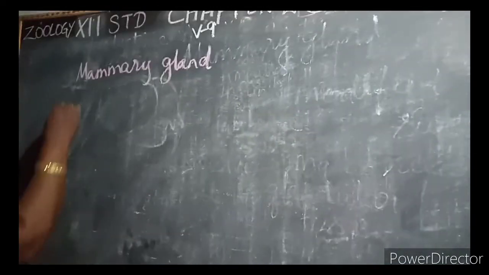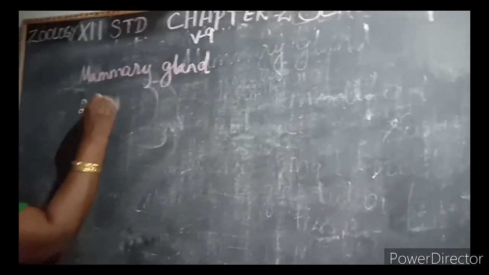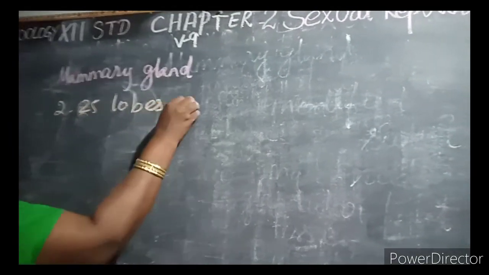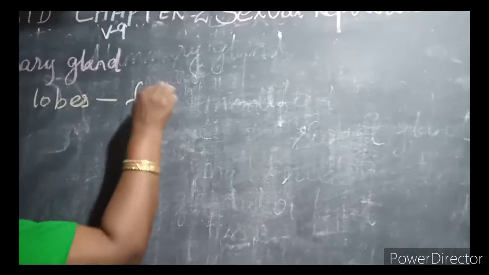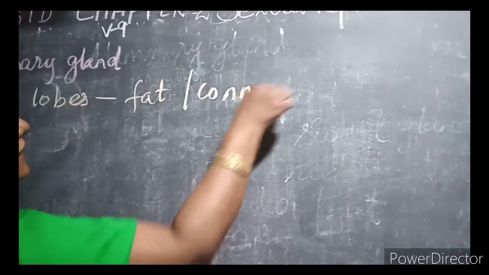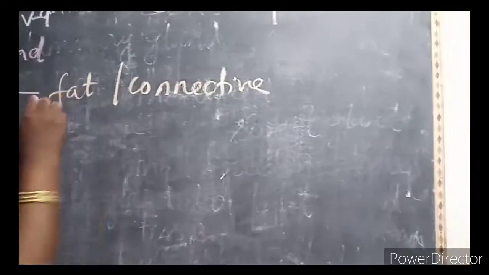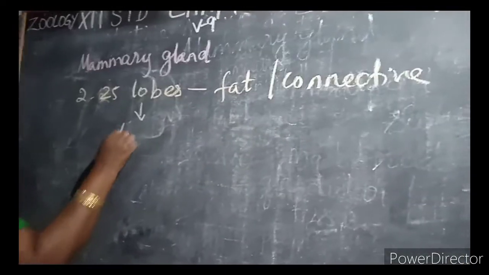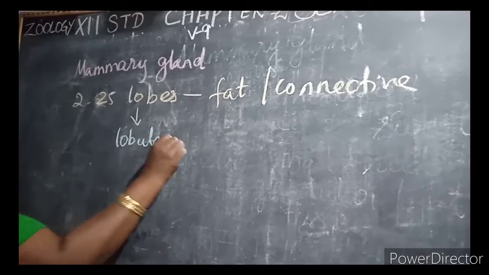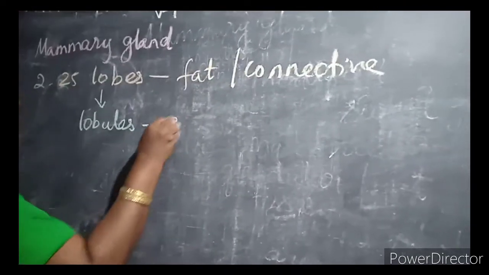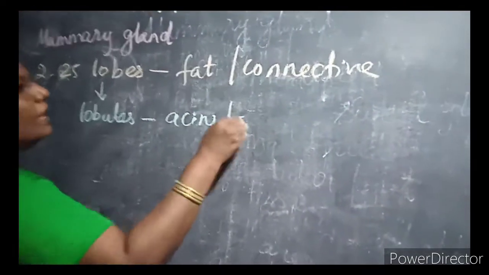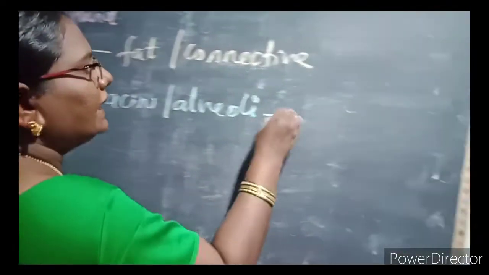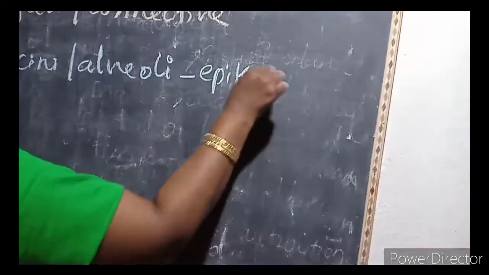2 to 25 lobes. The lobes are separated from each other by fat or by connective tissue. Then each lobe is formed of what? Lobulus. This lobulus contains acini or alveoli, which are lined by epithelial cells.